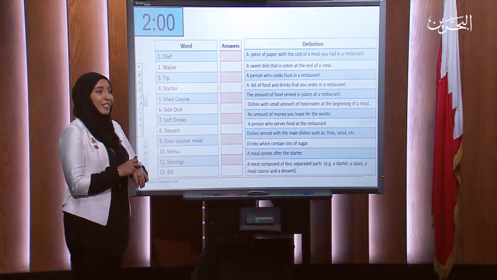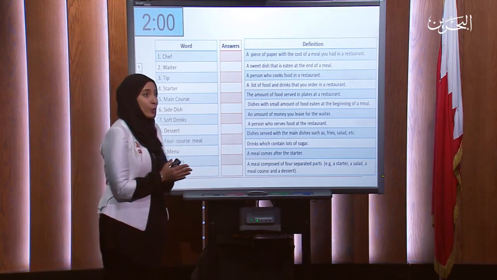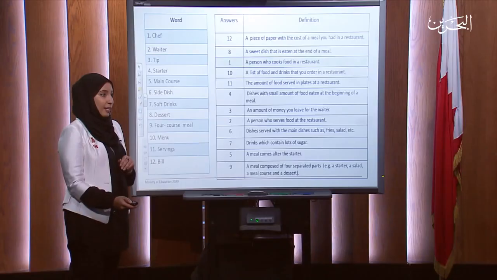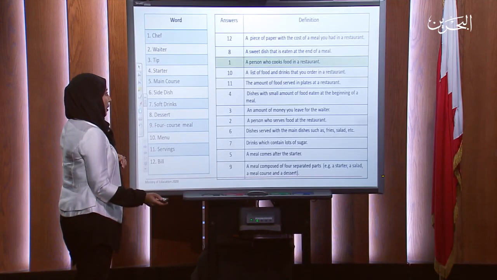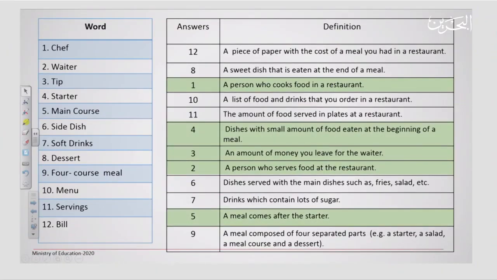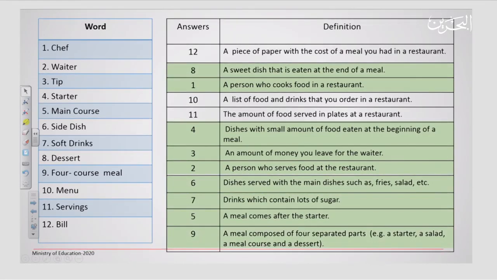Time is up. I'm expecting by that you read and you reordered the definition based on the numbers. Let's check your answers now. I'll be presenting the answers accordingly. So 1, 2, 3. Please make sure you check your answers. Moving on. Now, these are the words that we usually use in a restaurant.